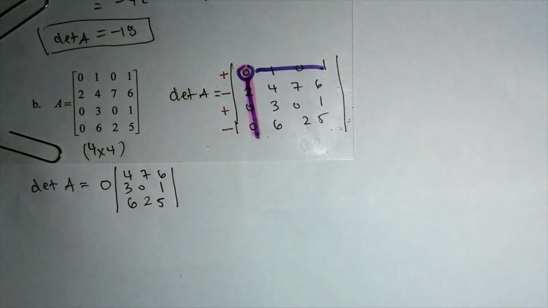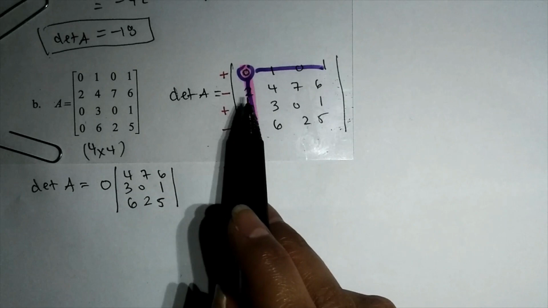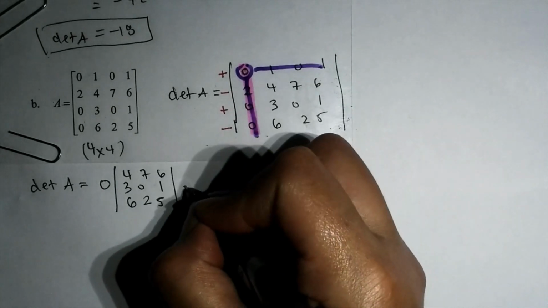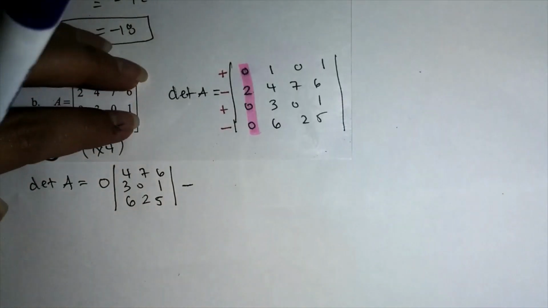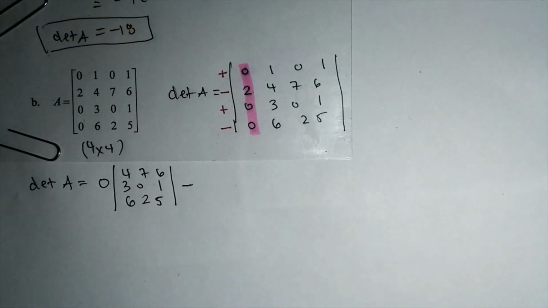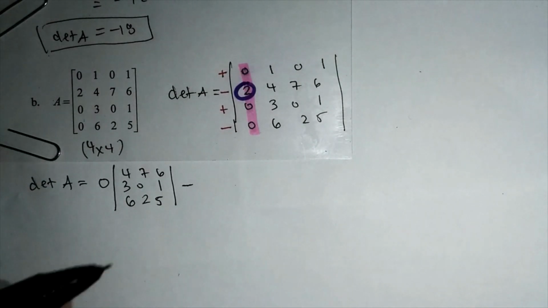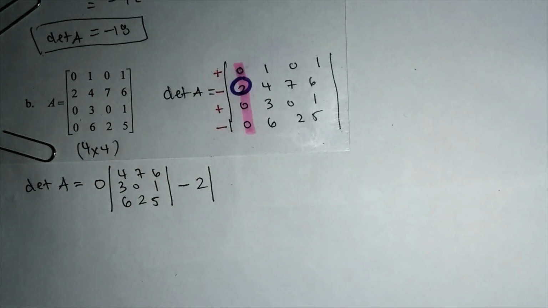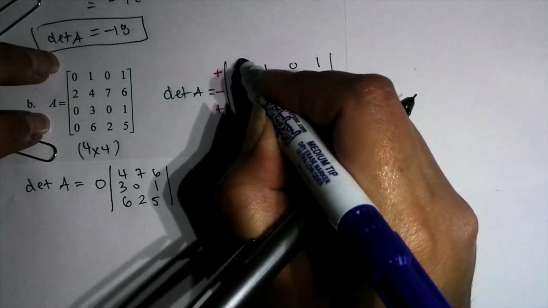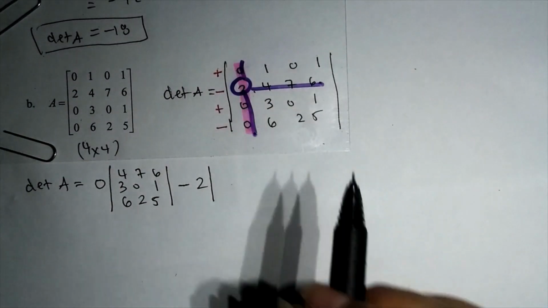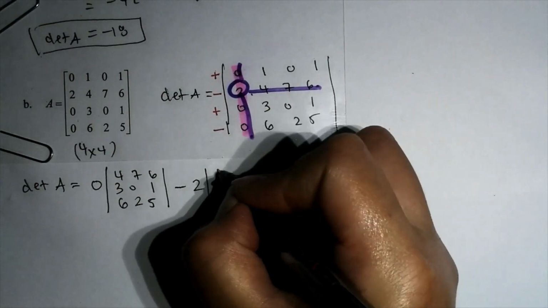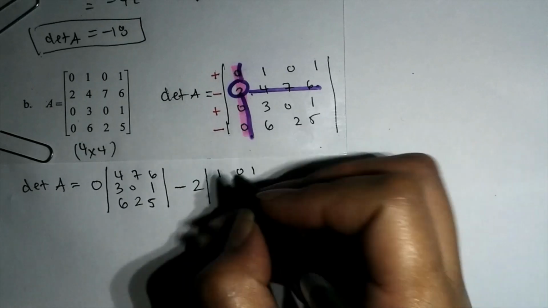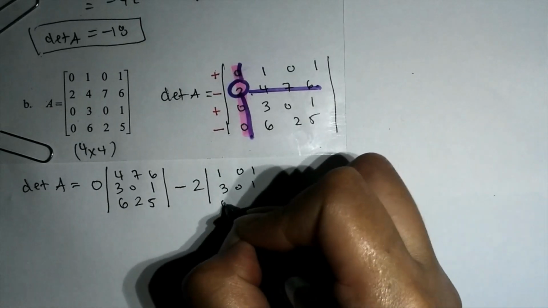Fantastic. Then we're going to have minus the next number, which I really can't see. Bear with me. So minus, cool. So minus 2. Let me go ahead and circle it. So minus 2 times the determinant of the leftover entry. So let's go ahead, cross out the row and column, and that will give us the 3 by 3 matrix. Row 1 will be 1, 0, 1. Row 2, 3, 0, 1. Row 3, 6, 2, 5.